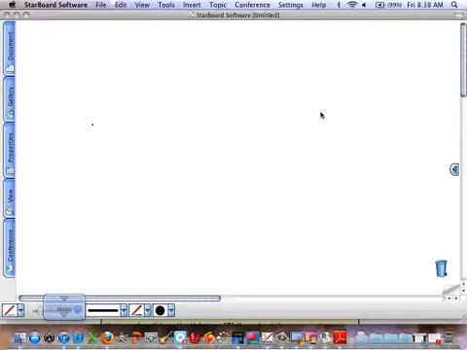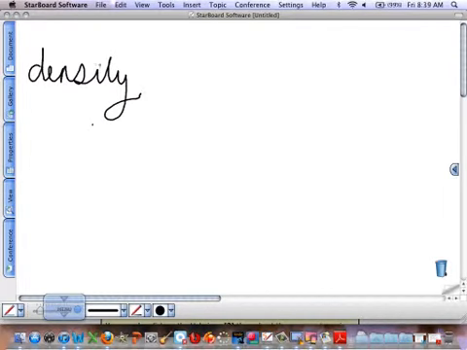Going to go ahead and get started with this. And today we're looking at density. Now, with density, I want somebody to tell me, what is density? What's your definition for density?